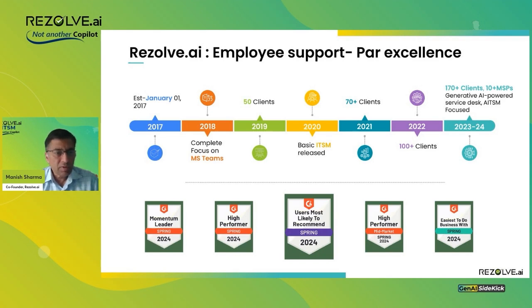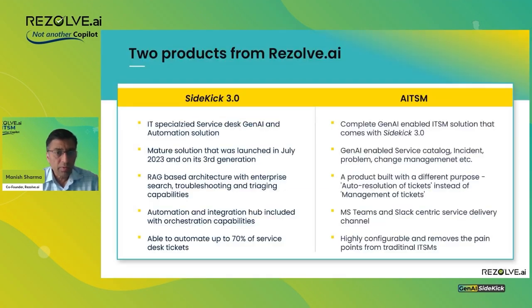We are a company that was started in 2017. We are on our 7th or 8th year right now. Within the ITSM world and service desk world, we are a fairly well-known company, especially known as a company that uses generative AI and modern automation to reduce the tickets. That's what we are known for.